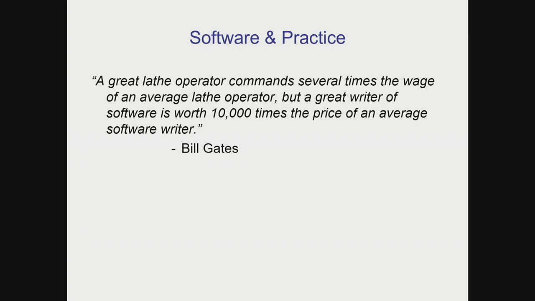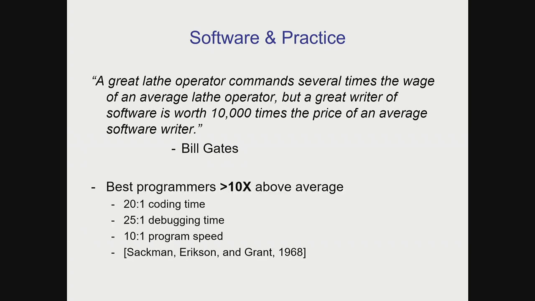You get much better at complicated skills like software in particular, as you practice. Whereas some other things you get better for a while and they kind of max out. So Bill Gates is using the example of a lathe operator. You get somewhat better, but not tons better. But for software, you keep getting better for a long time. He's saying here, the best are much, much better, and there are studies that show this. The best programmers are more than 10 times better than the average.